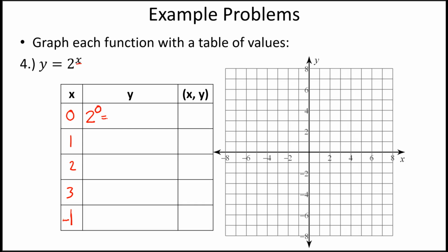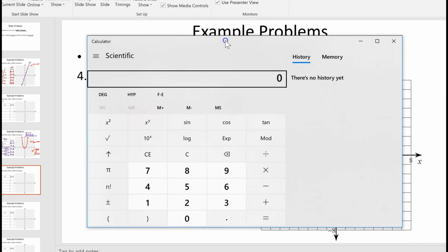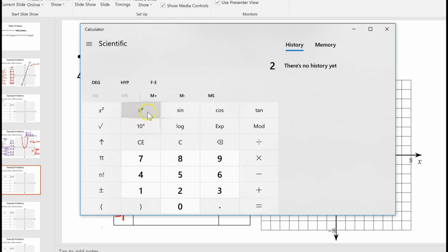This one, if you've never seen what this does, you can always see what happens in a calculator. Let's actually pull up the calculator and see what happens. All right, so here's my calculator. Remember, we're looking at 2 to the 0. So I'm going to go ahead and put in 2. Let's see how this calculator works. So here's my power button right here, x to the y. So if you see something like that, that's what that means.